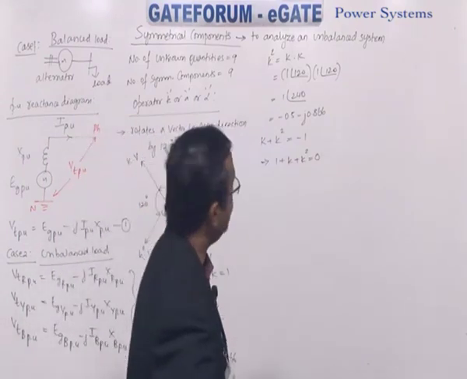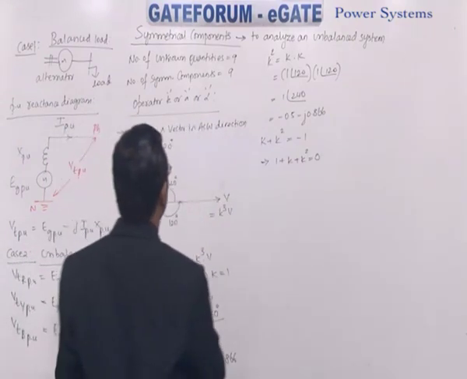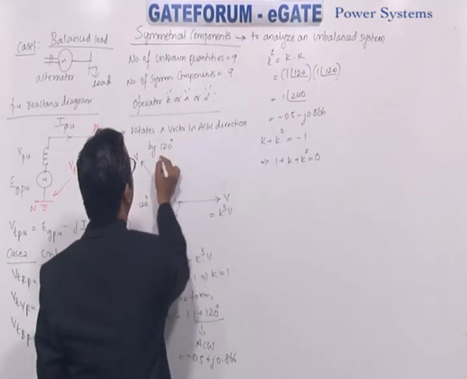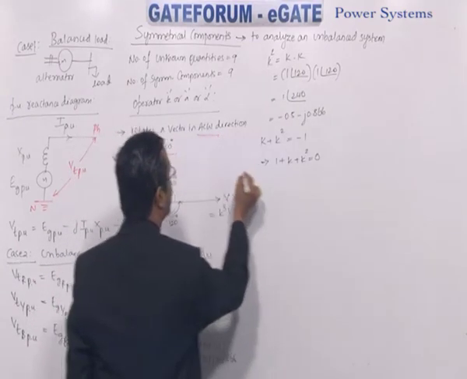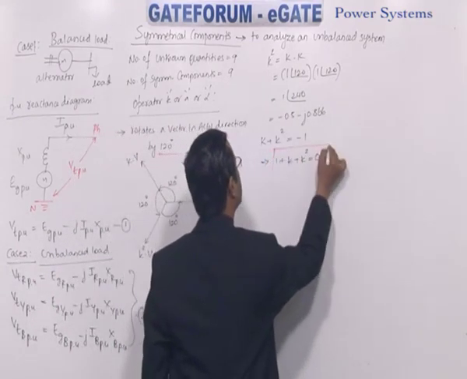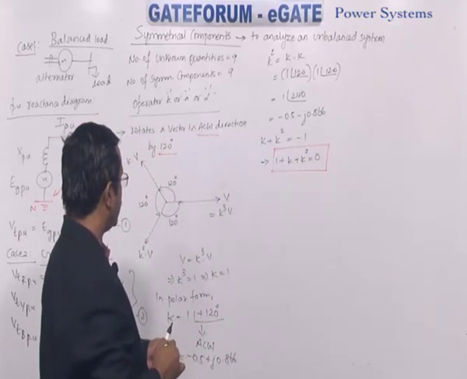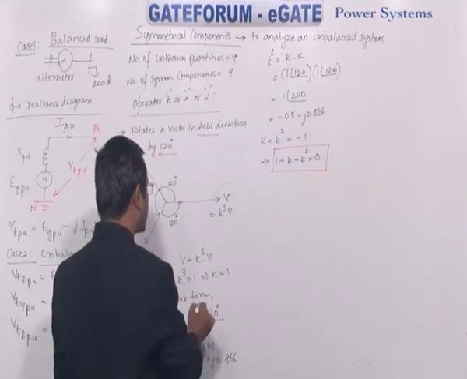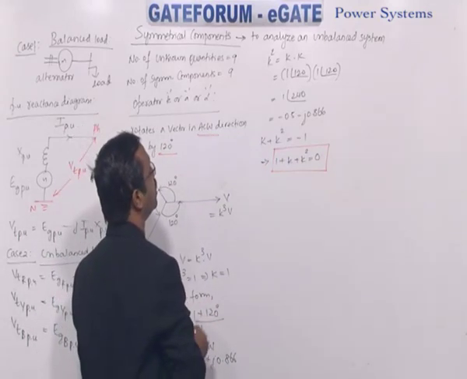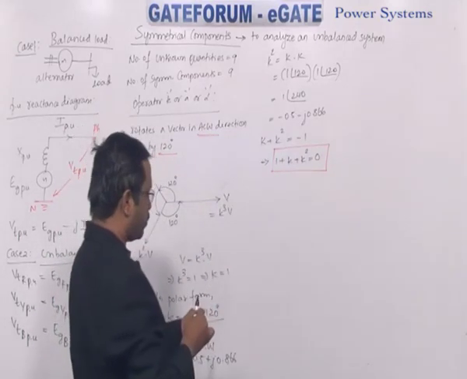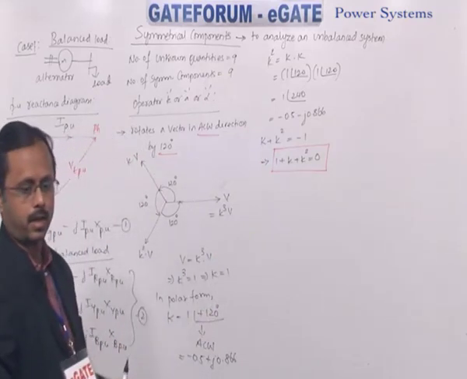These relations are important here. K rotates a vector in anti-clockwise direction by 120 degrees, and 1 plus K plus K square has a value of 0. Also note the values of K in polar and rectangular form, and K square in both polar and rectangular form.